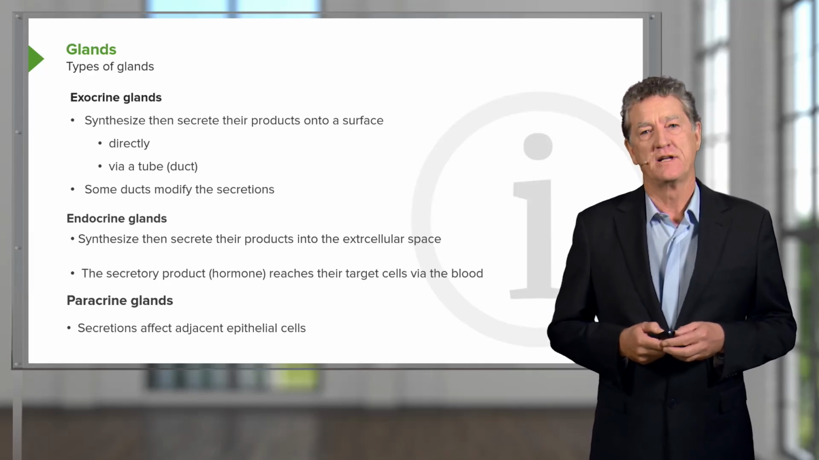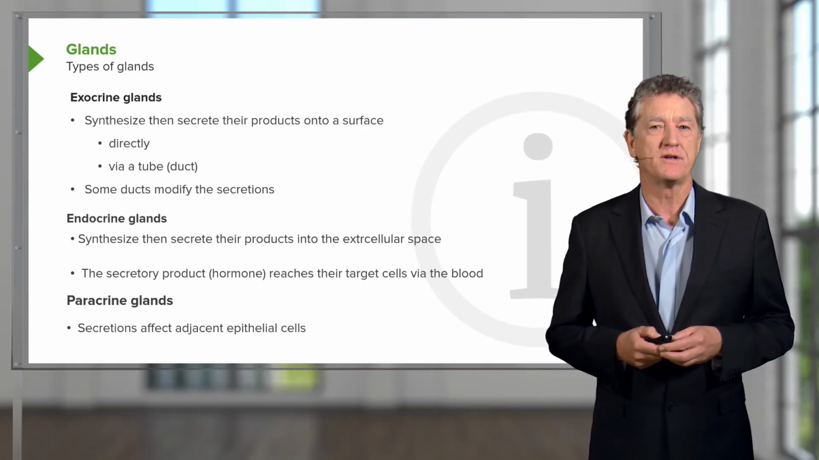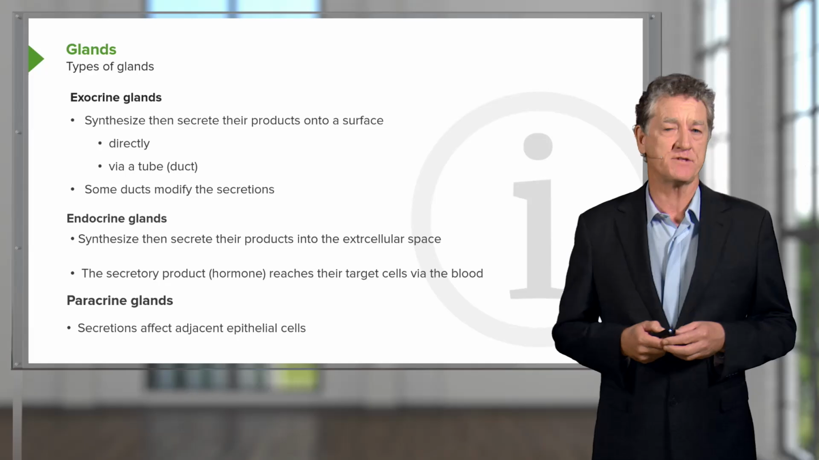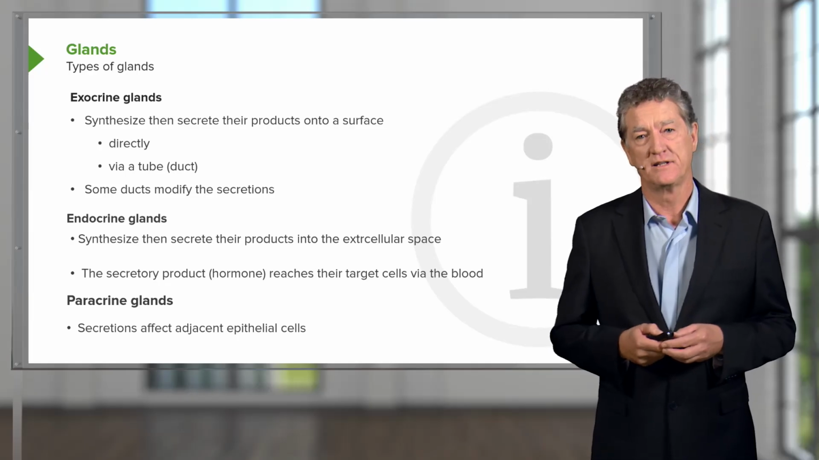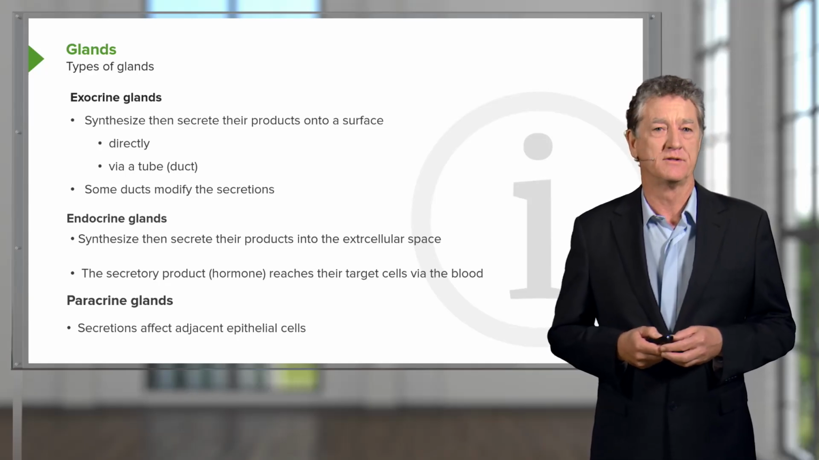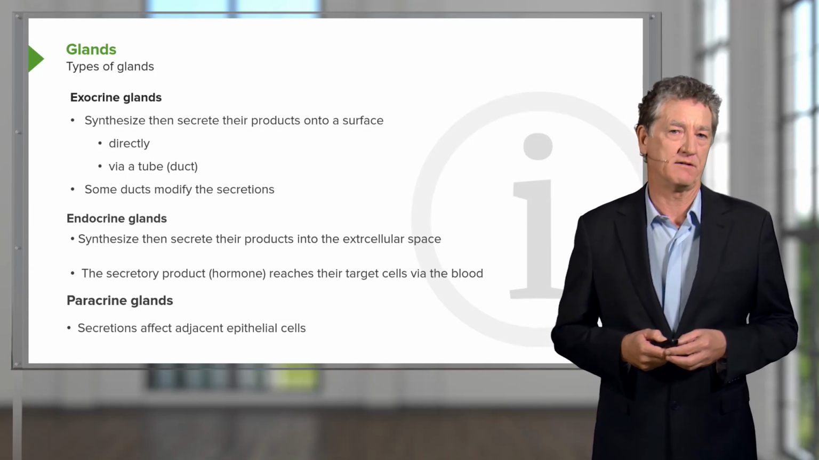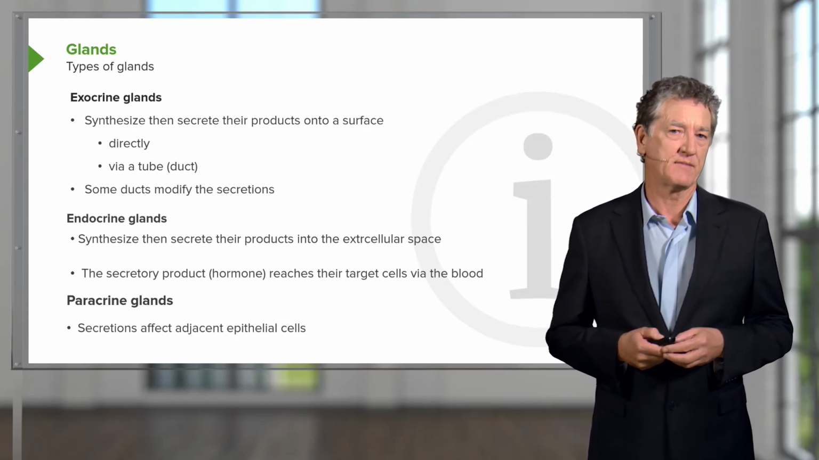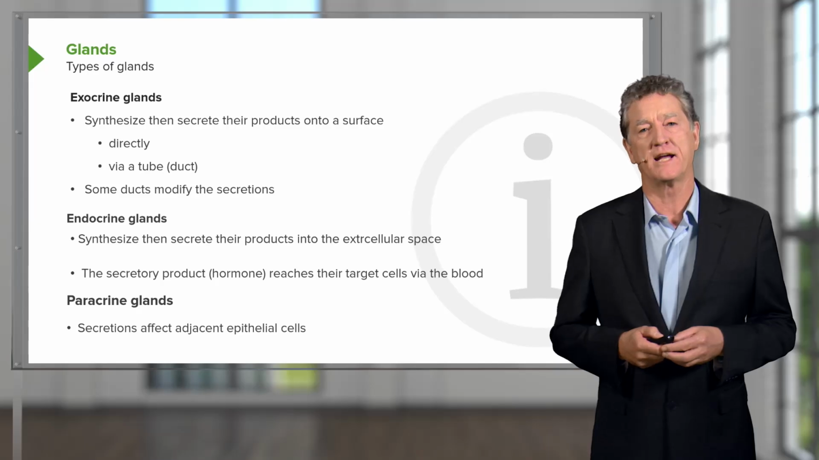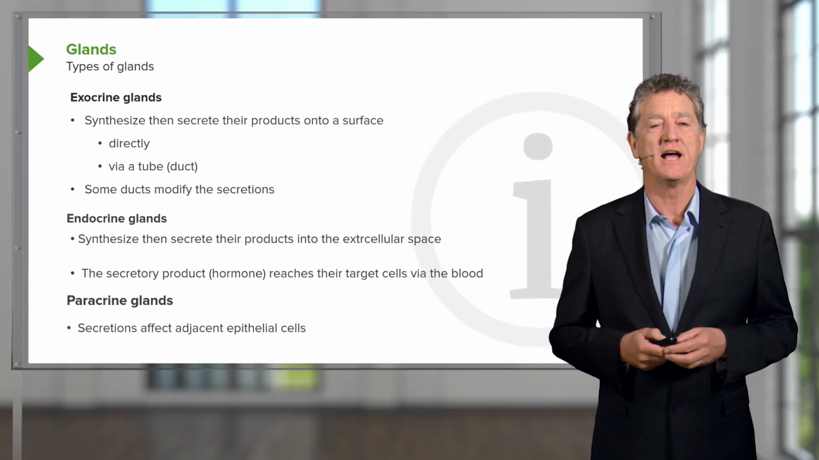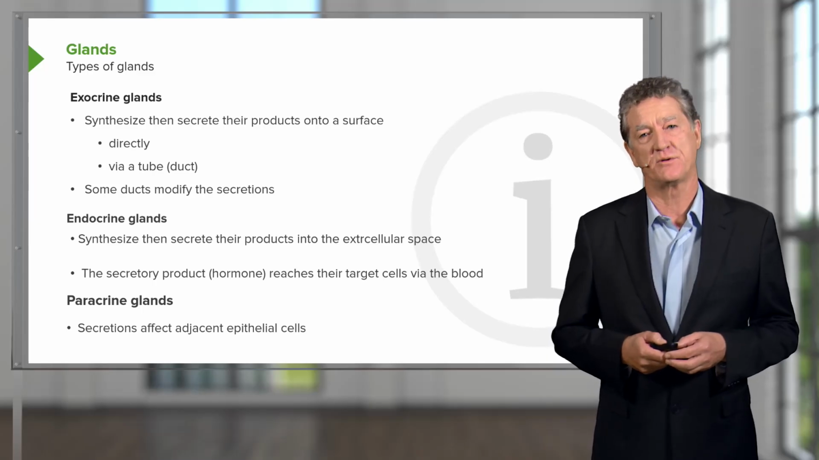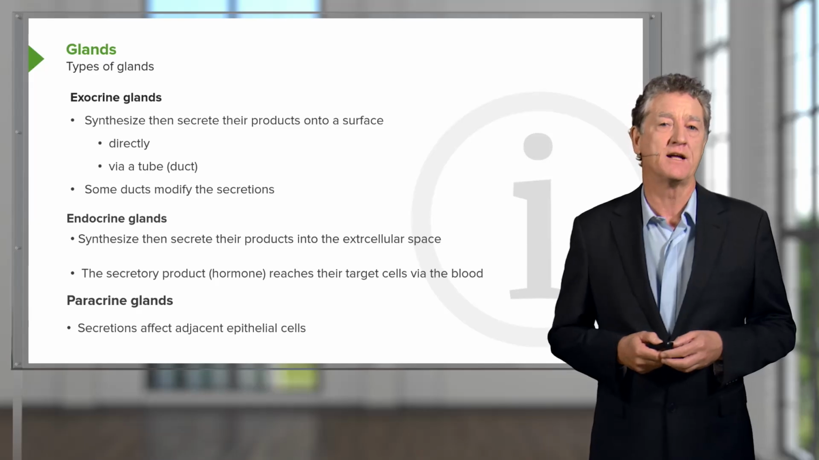Another way in which glands are classified or named is because often some cells can secrete products that affect their neighbours, and these are called paracrine glands. These paracrine glands secrete their products into the underlying interstitial space, and that diffuses to nearby cells and affects their function. We'll deal with those in another lecture.